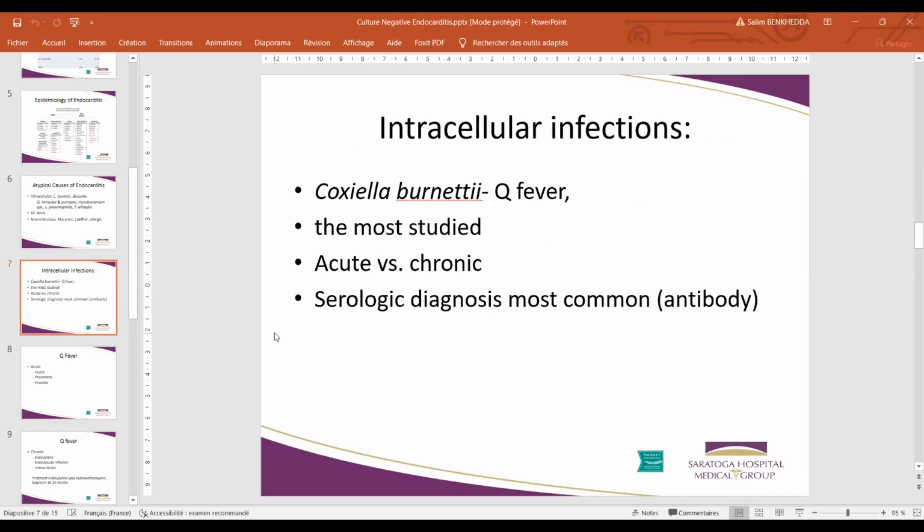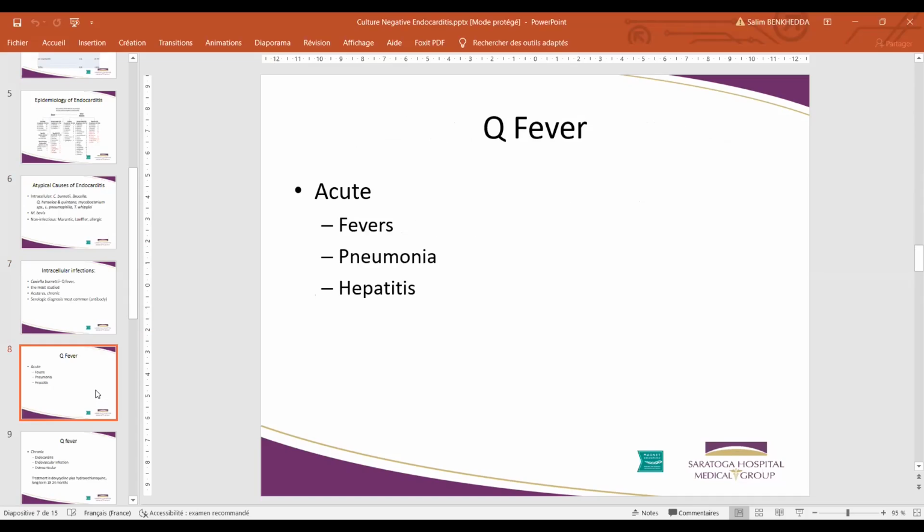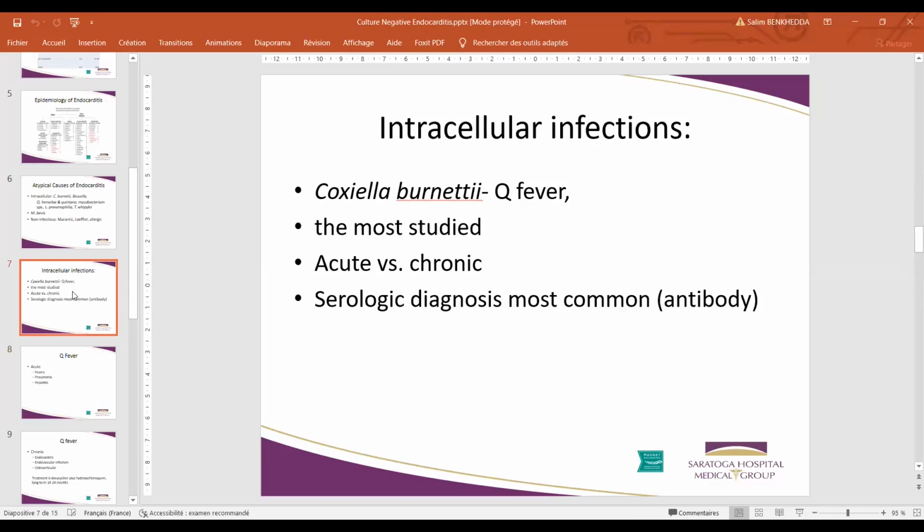So again, Coxiella burnetii is called Q fever, right? It is the most studied of the atypical culture negative endocarditis causes. Typically, it comes in several forms, right? It can infect multiple organ systems. Initially, there's an acute infection, which in rare cases progresses to chronic disease, including what we're here to talk about today, which is endocarditis. Most commonly, the most available testing for Q fever has to do with serologic testing.